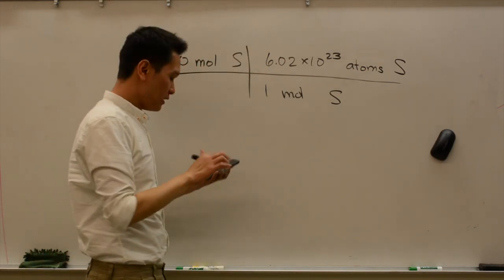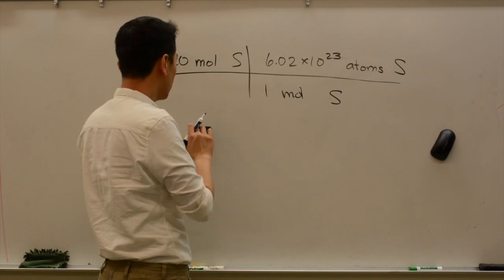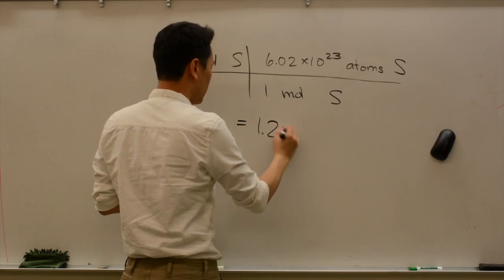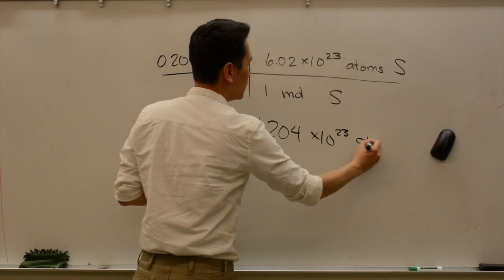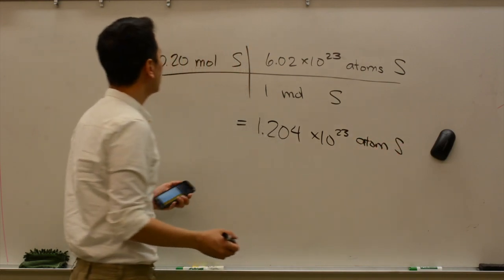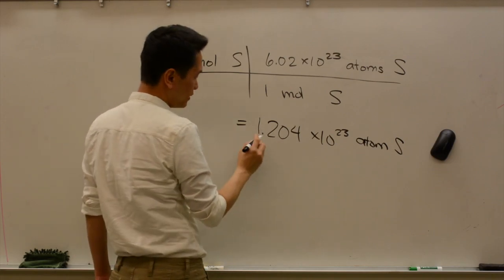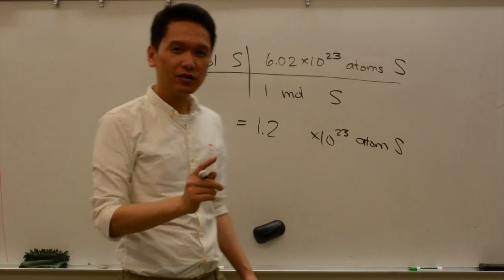So you do that math. That's 0.2 times 6.02 times 10 to the 23rd, which turns out to be 1.204 times 10 to the 23rd atoms of sulfur. Again, talking about sig figs here, we have 2 sig figs here, so our answer should only be 1.2 times 10 to the 23rd. Right? Let's do another example.